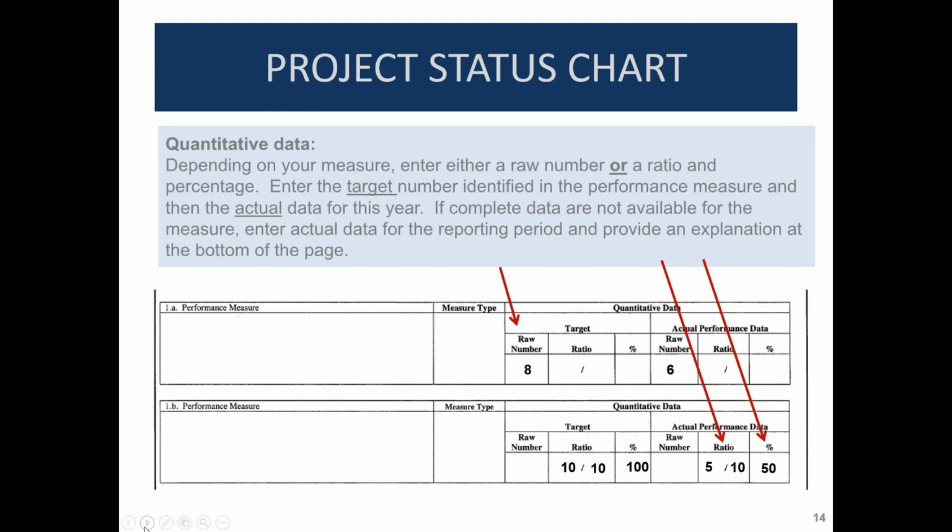For your project measures and reporting quantitative data, depending on your measure, you will provide either a raw number or a ratio and percentage in the target, and then the actual data for the reporting period. If you have no data to report, then enter 999 in the raw number column and provide an explanation at the bottom of the page. If you have incomplete data, enter those data and provide an explanation at the bottom of the page of why the data is incomplete.